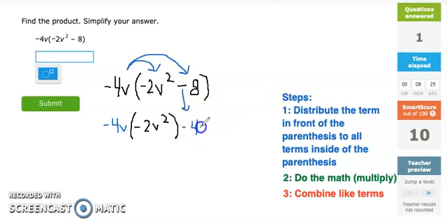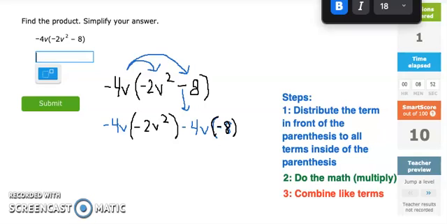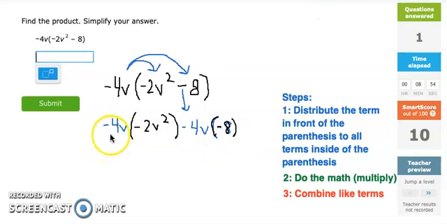4v times, and I have a negative here as well, so negative 8. So there should be 2 negatives there. And now we're going to move on to step 2, which says to do the math or to multiply. So the first thing I want to multiply is my numbers. I have negative 4 times negative 2, which is positive 8.